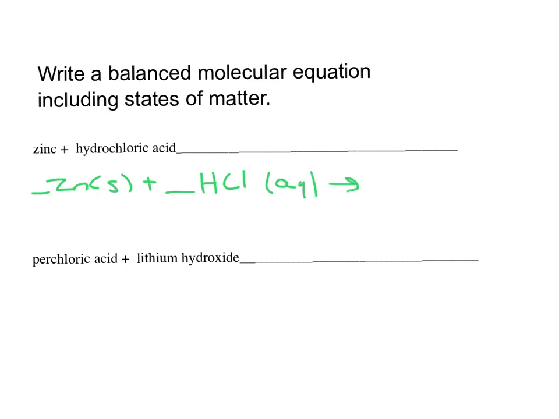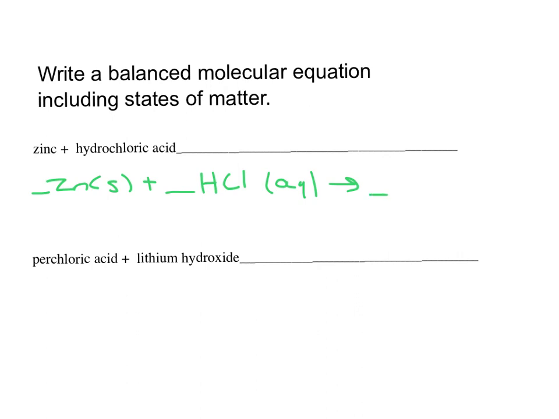Draw ourselves an arrow. Now we can figure out what the products are going to be. So this is a single replacement reaction, which means zinc is going to try to replace hydrogen. I say try because we have to check our activity series to make sure zinc is more reactive. So we're going to take a second, check your activity series. Zinc's about in the middle, hydrogen is lower down, so zinc can replace it.